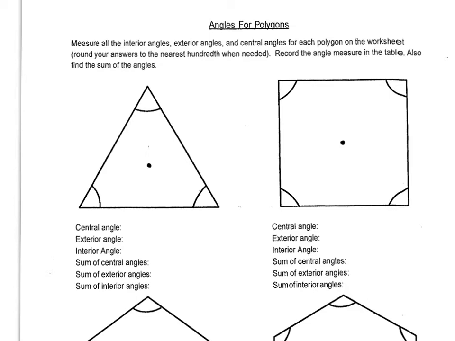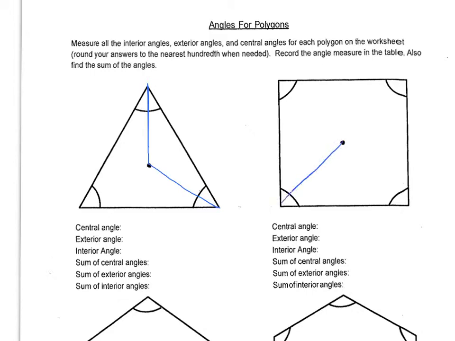When we're talking about polygons, which are shapes that have all straight lines that are fully connected and closed, there are three types of angles: central angles, exterior, and interior. So we're going to start with central. Central angles are angles where you connect two neighboring corners to the center.